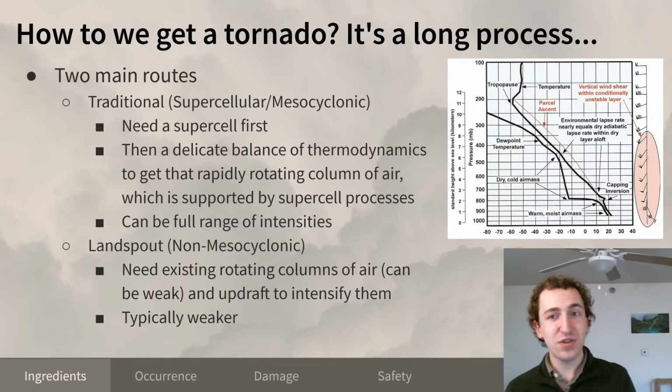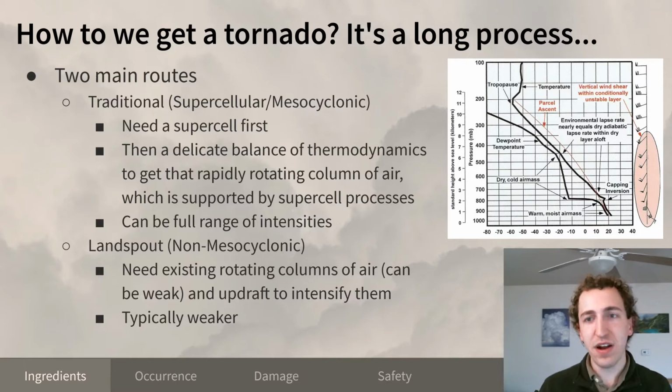So how do we get to a tornado? There are 2 main routes to getting a tornado. There's our traditional tornado, where it's from a supercell, so it's supercellular or mesocyclonic. Again, a mesocyclone is a rotating updraft of a supercell. And this route, as the description implies, needs a supercell first, because it's a tornado whose circulation is supported by the dynamics of a mesocyclone that creates the processes needed. It's a very delicate balance that we don't actually even fully scientifically understand.